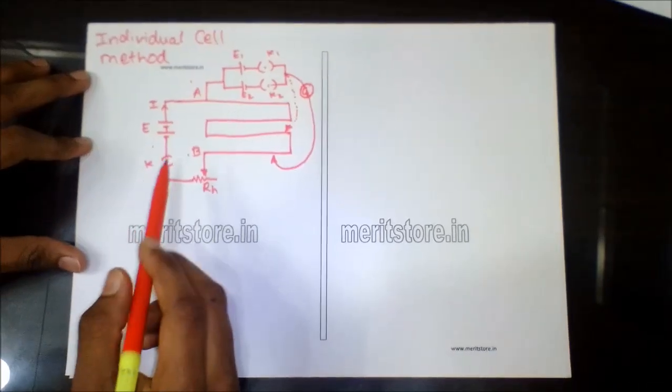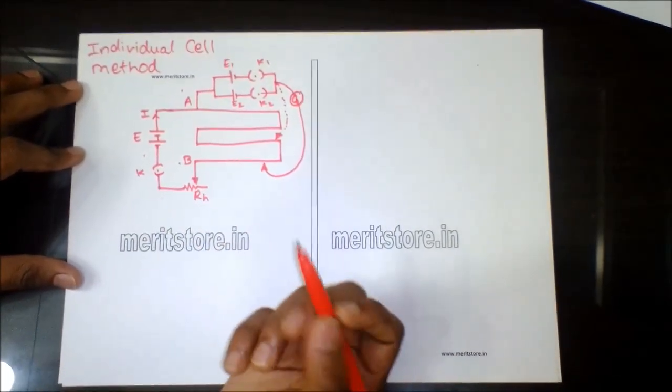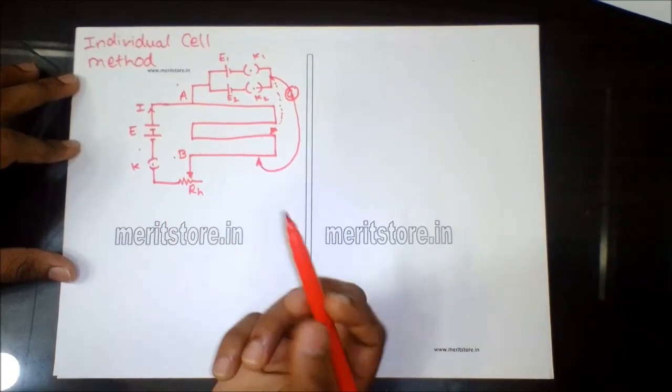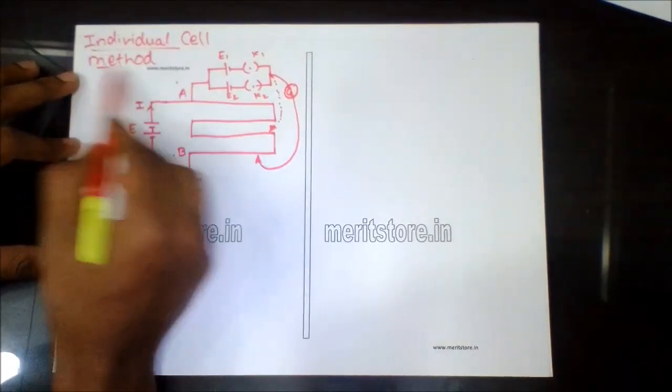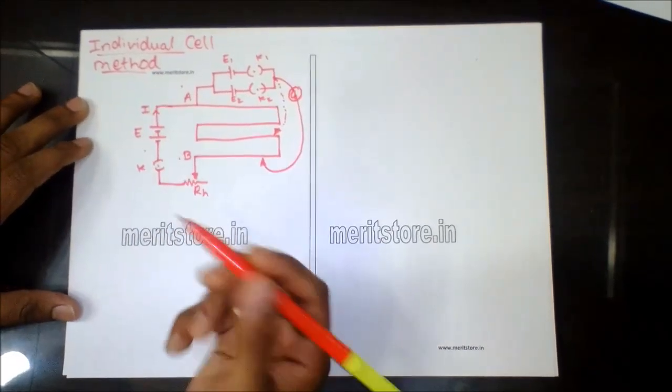The potentiometer is also used for comparing the EMF of two individual cells. There are two methods for this. One is the individual cell method and the other is the sum and difference method. Let's talk about the individual cell method.